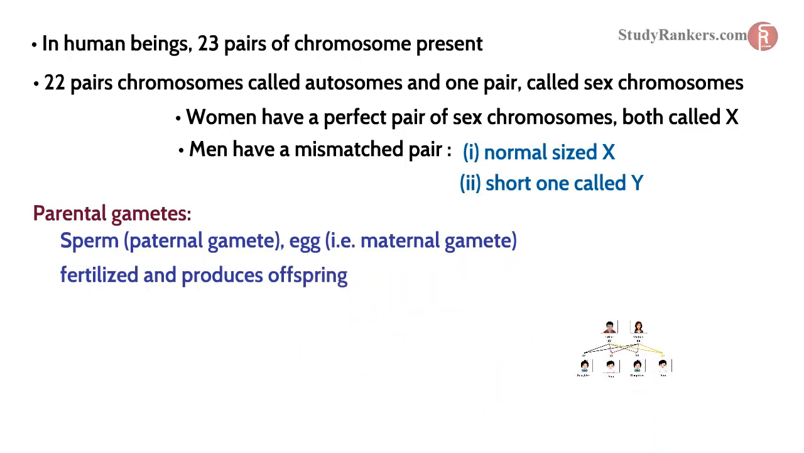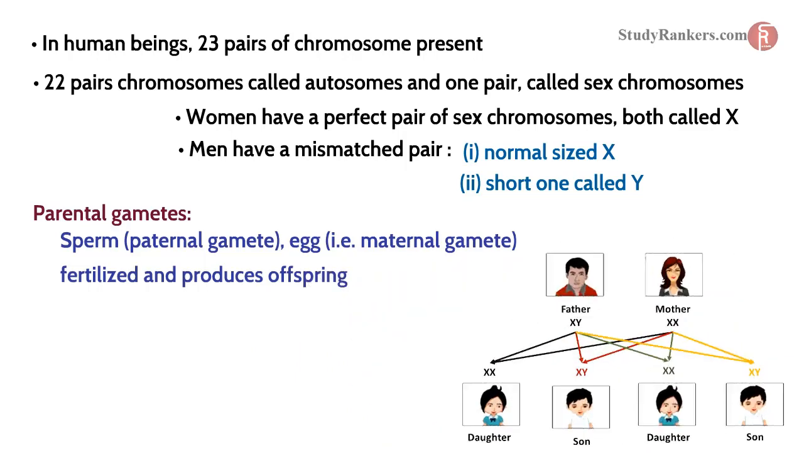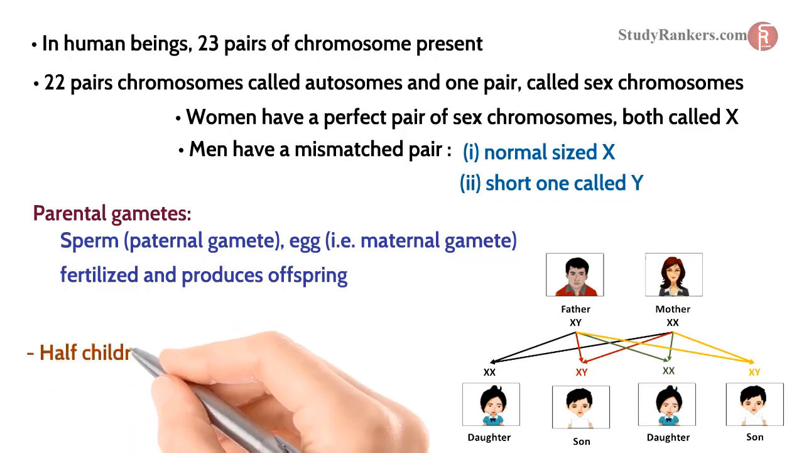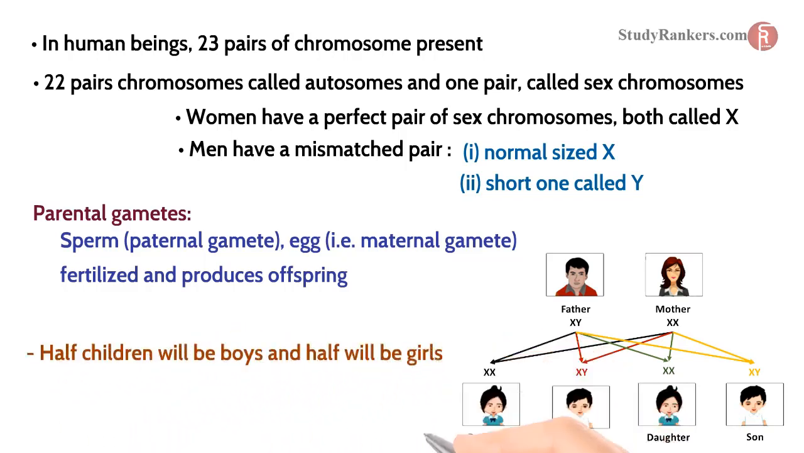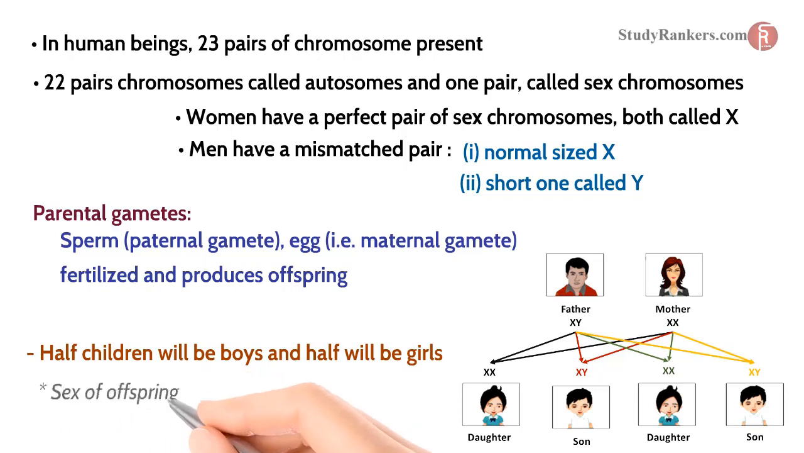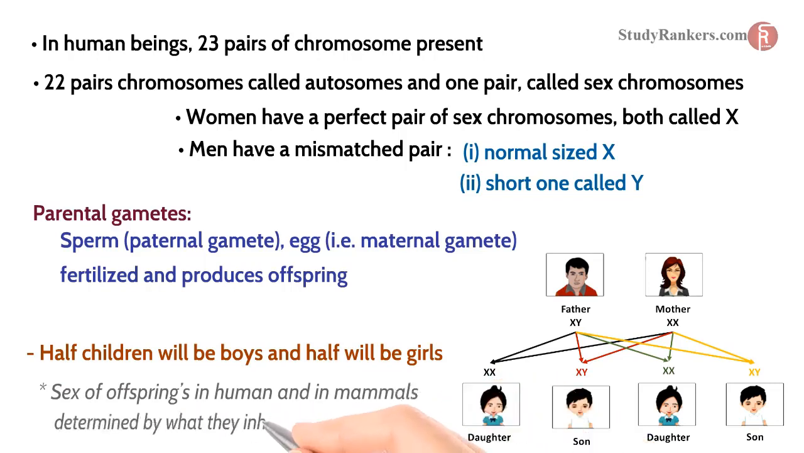as shown in the chart. The chart shows half the children will be boys and half will be girls. All children will inherit an X chromosome from their mother regardless of whether they are boys or girls. Therefore, sex of the offspring in humans and in mammals is determined by what they inherit from their father.